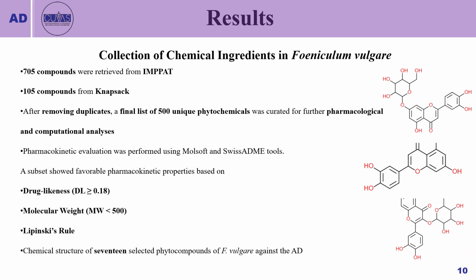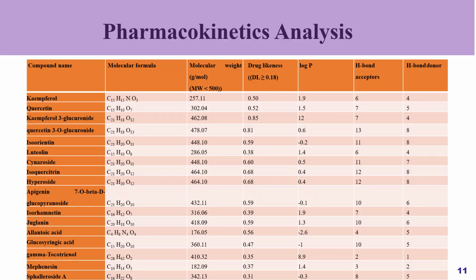After this, pharmacokinetic analysis was done using MolSoft and SwissADME tools. The criteria were that a compound having good pharmacokinetics must have a drug-likeness score of more than or equal to 0.18, and a molecular weight of less than 500, and Lipinski rules were applied for the pharmacokinetic analysis.